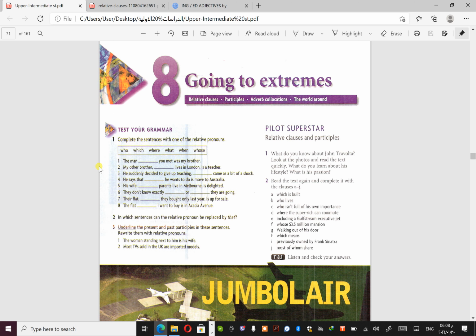Meaning, we use these question words, which are which, who, what, to ask questions, but here we use them to give a complete meaning in the sentence, or to give extra information. So this is the same thing.